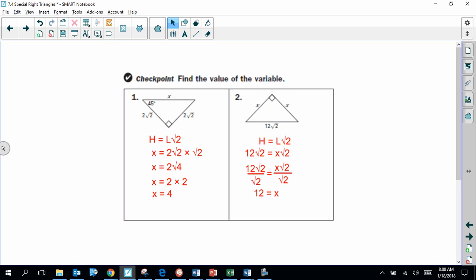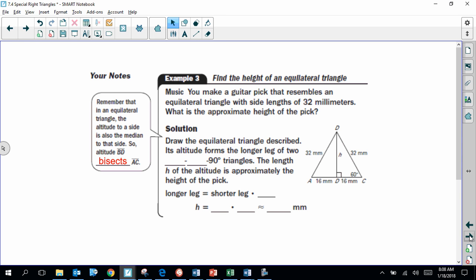But keep in mind, the hypotenuse is not always going to have a radical 2 on it. It might be a whole number. It might not even be a radical number. It might be a radical 5 instead of a radical 2. So you still have to do the math according to what we normally do when we multiply and divide numbers.